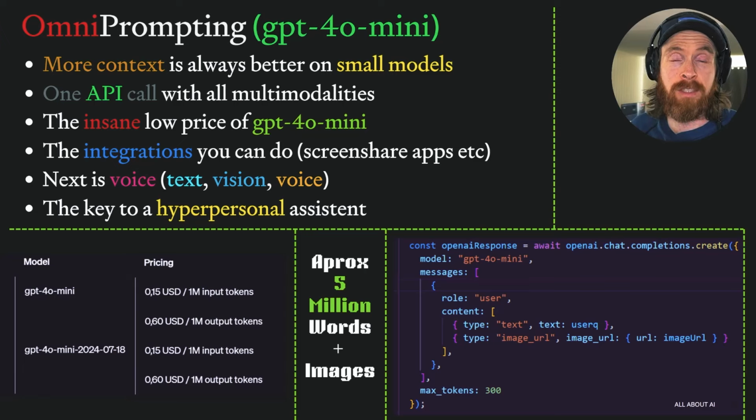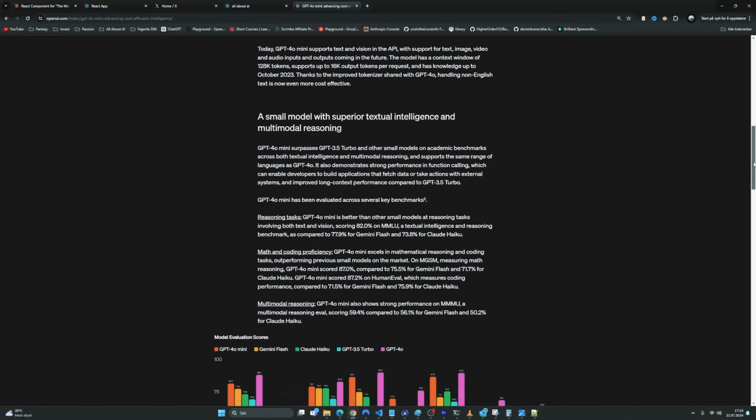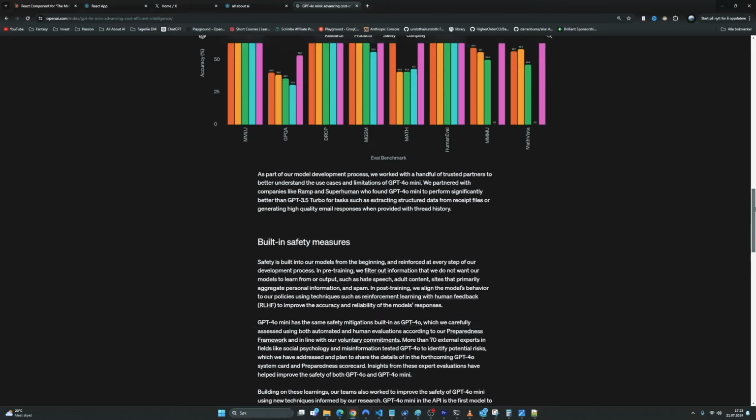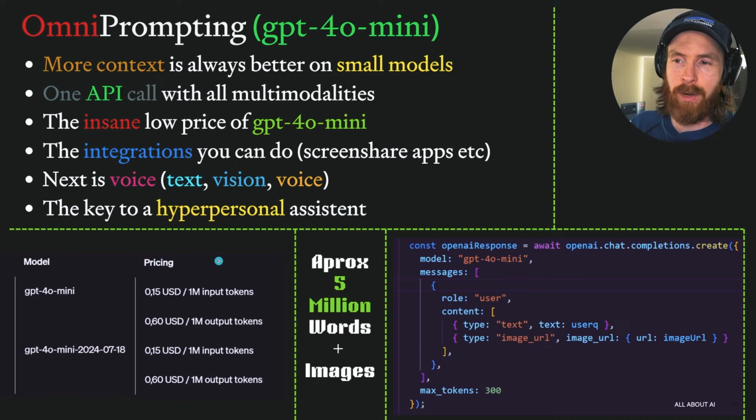Today I wanted to talk about something I have been thinking about for a while. You can see here I gave it a name, Omni Prompting. So this kind of stems from the GPT-4o. O is for Omni, and this model is kind of the reason why I wanted to make this video, since the GPT-4o-mini came out about a week ago.